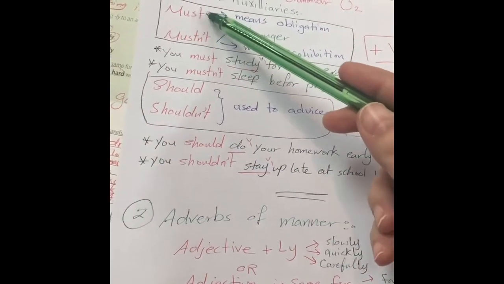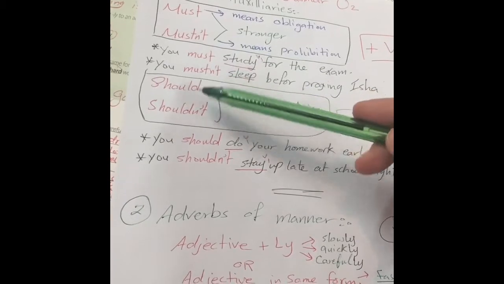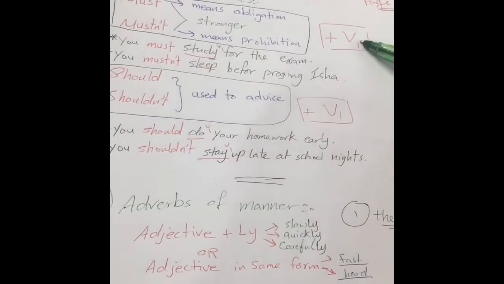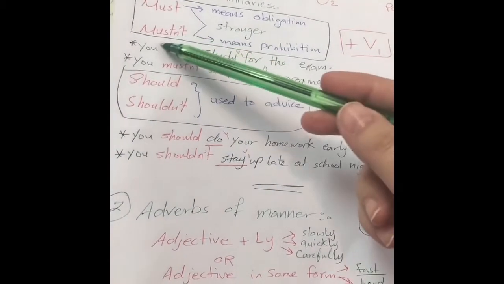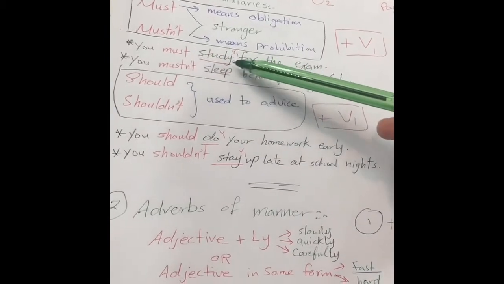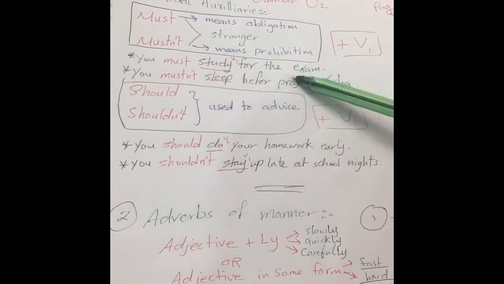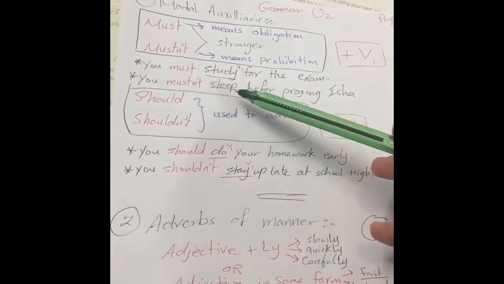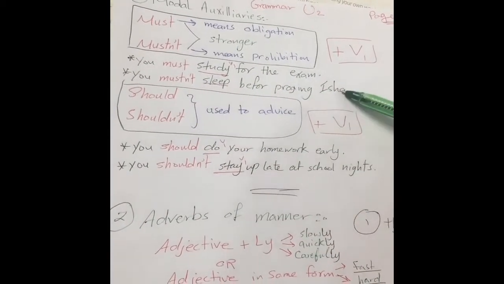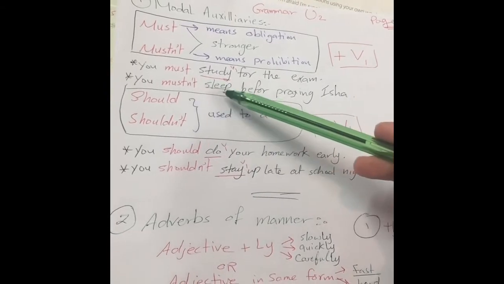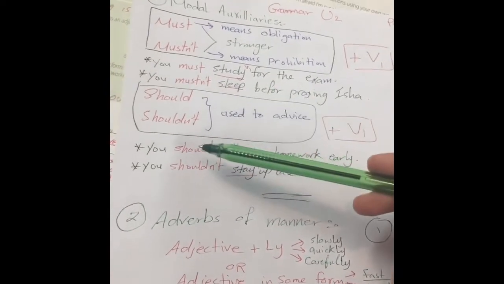The verb that comes after must, mustn't, should, and shouldn't is always verb 1. For example, when I say you must study for the exam, we have here verb 1, you must study. You mustn't sleep before praying Isha. You mustn't sleep, also here verb 1.